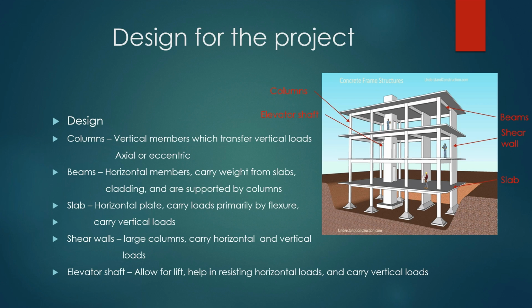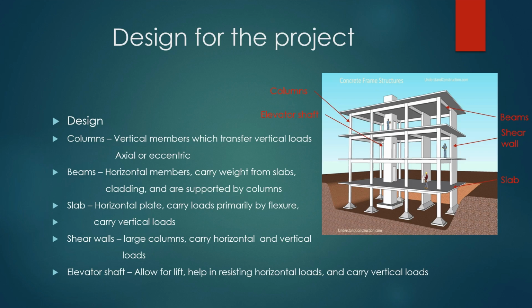The design for the concrete frame construction. On the right of the screen, you can see a drawing that we will be using for the construction of the frame. The design consists of columns. These are vertical members which transfer vertical loads, axial or eccentric. Beams, which are horizontal members carrying weight from slab cladding and are supported by columns.